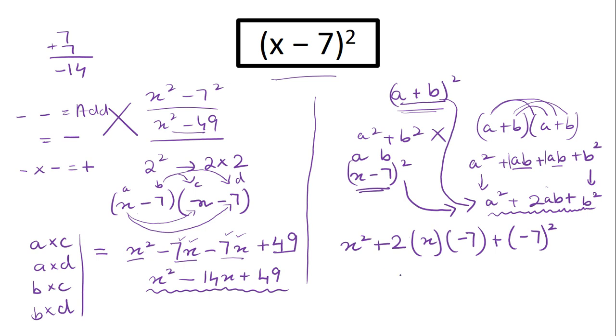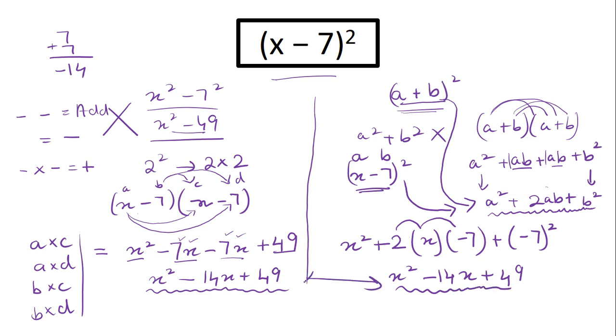So x squared just comes down the way it is. Then 2 times x times negative 7. So 2 times 7 is 14, plus times negative gives me a negative, and then times x. So I have a negative 14x, plus negative 7 squared, which means negative 7 times negative 7. Again, negative multiplied with a negative gives me a positive. So it's a positive 49. So this is my final answer.